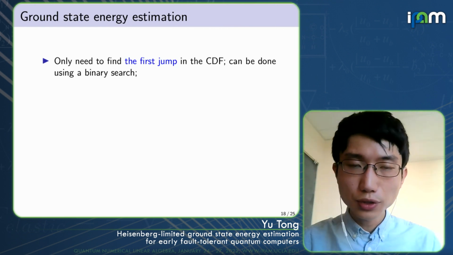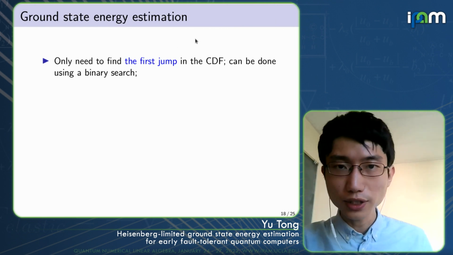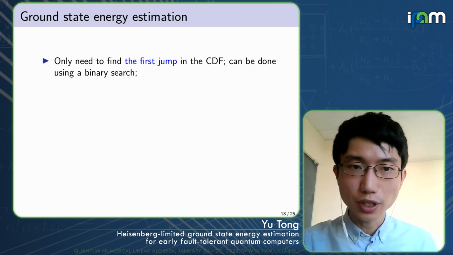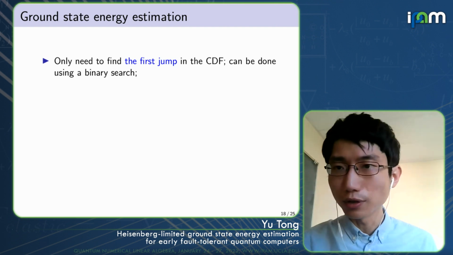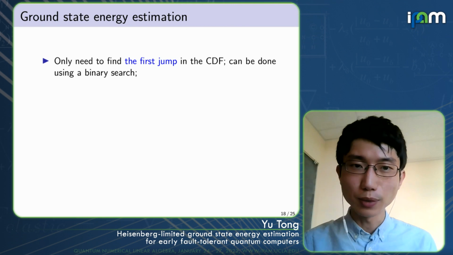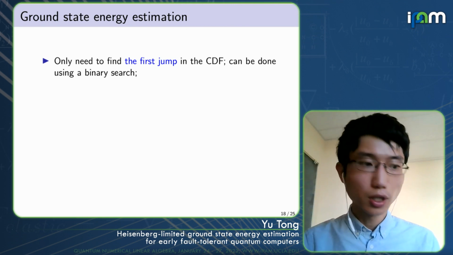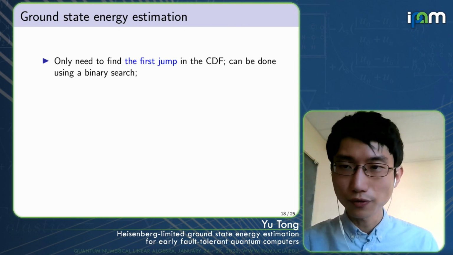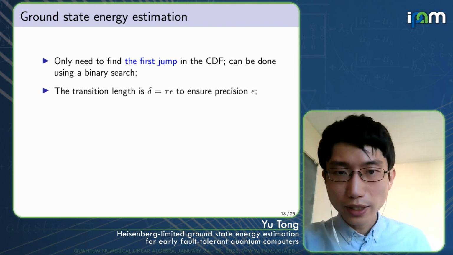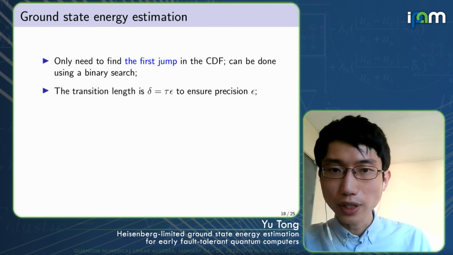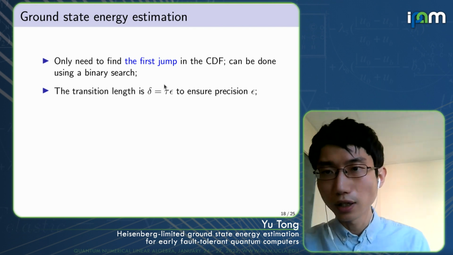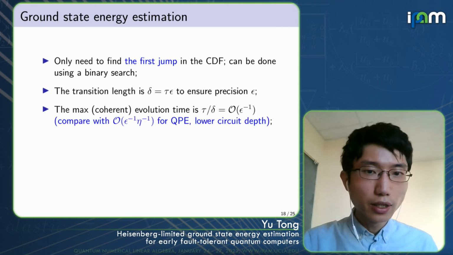Using this approach, if we want to get the ground state energy, we only need to find the first jump in the CDF. And this can be done using a binary search. Actually, from the previous slides, you can probably just locate it using your eyes, right? But in order to get to a required precision, we need some more refined approach, which is a binary search. And the transition length delta needs to be chosen to be tau times epsilon, where tau is roughly the inverse of the Hamiltonian norm, and epsilon is the precision you want to get.